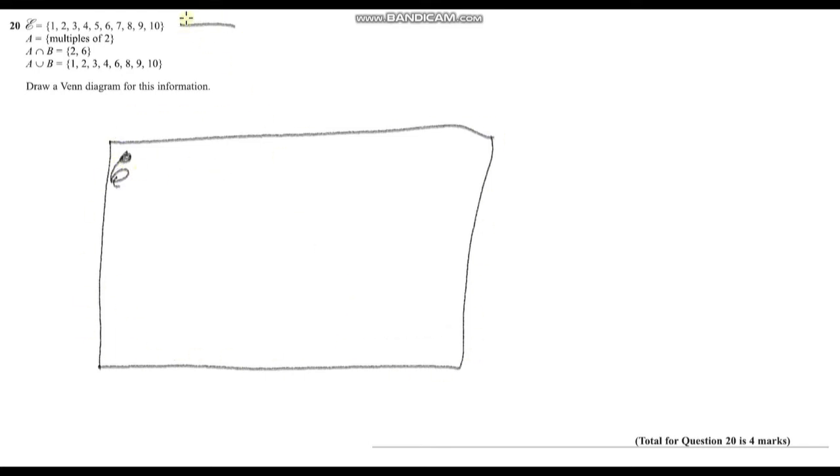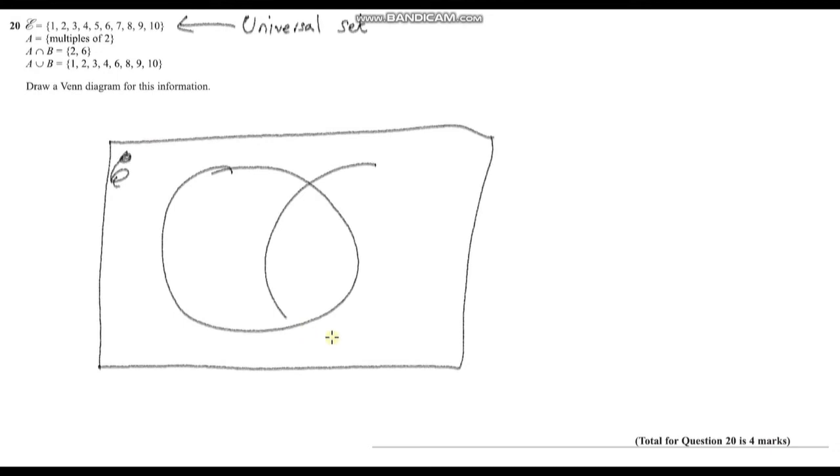So I'm just going to write this down, just a bit of context, a bit of terminology, I should say. So this is called the universal set, and it includes everything. So all of these numbers are what we're going to put into our Venn diagram. And we've got sets A and B. So let's draw two circles. So that's going to be set A, and that's going to be set B.